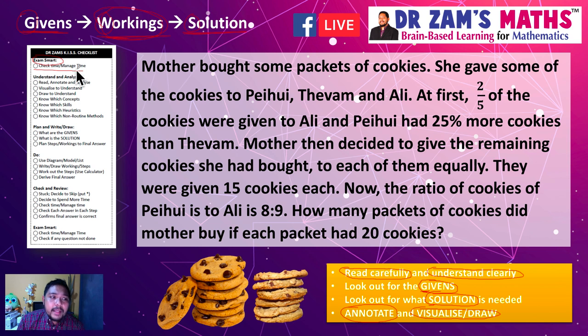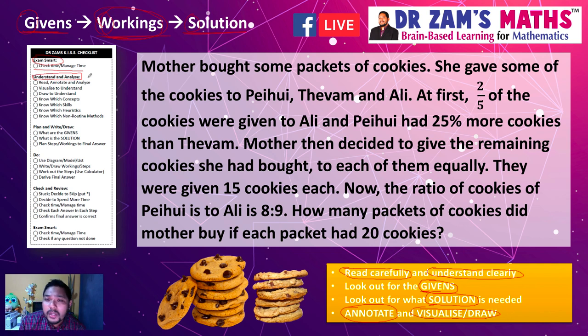So the very first step is to train your child to be very good in the speed, okay, in the speed of solving problems, in the speed of giving answers, and then at the same time, your child needs to manage the time, right? So the next stage is your child needs to understand and analyze what the problem is.